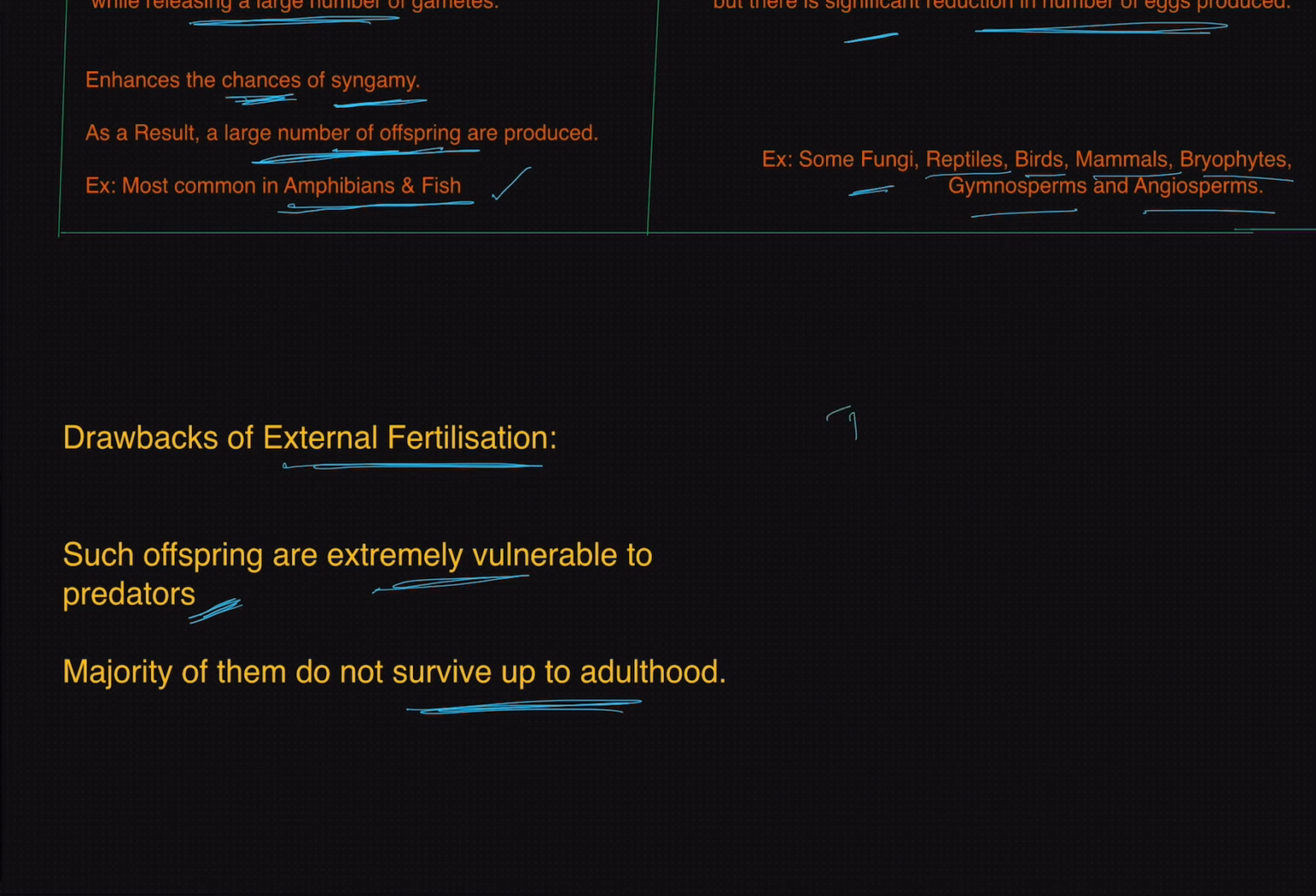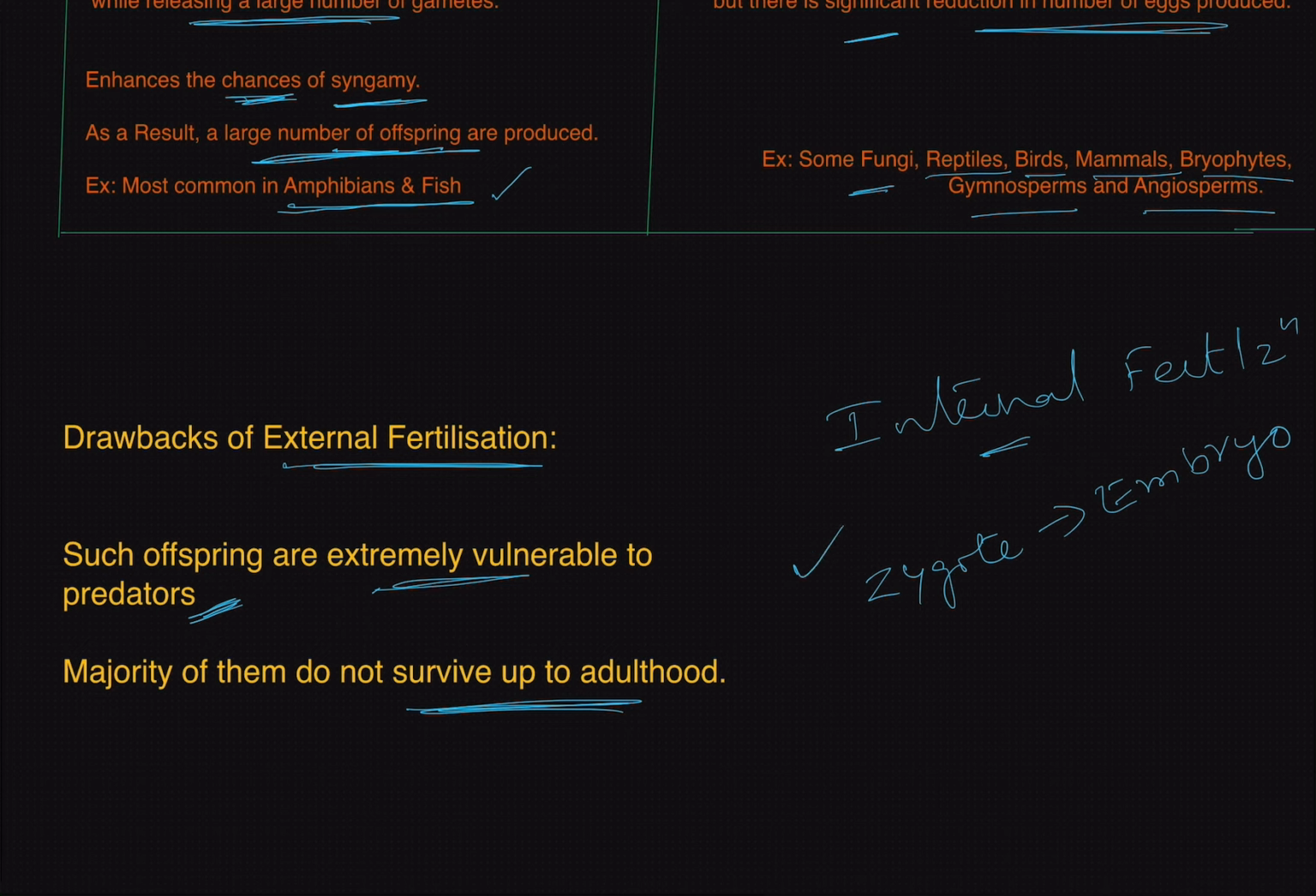But when you talk about internal fertilization, because it takes place within the body of the organism, the zygote is safely located within the parental body. The zygote will be nurtured, and as a result, the rate at which the zygote develops into an embryo and the embryo develops into a new offspring is high. So, the chances of survival of the new offspring are quite high in internal fertilization, right?